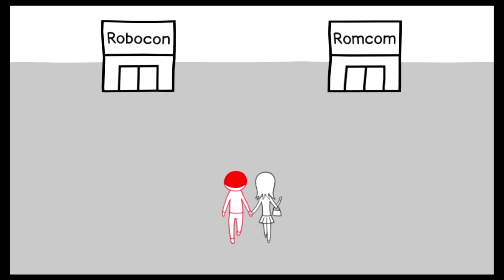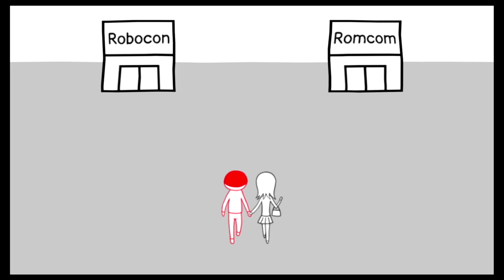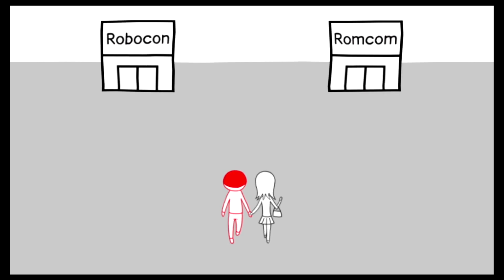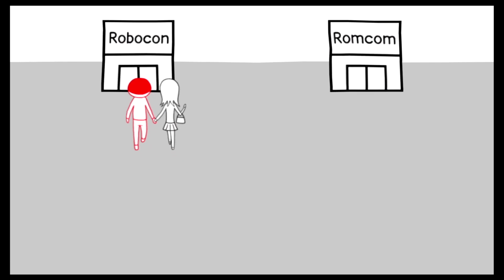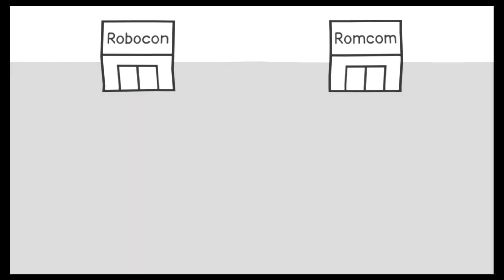Okay, number 19. Okay, today is our date. Oh, cool. All right. Oh, rom-com or Robocon? Oh, come on. We have to go to Robocon. Dude, if she loves me, she'll love Robocon too. Nice. Yeah, I don't want to date a girl that doesn't want to go to Robocon. All right, number 20. Here we go.